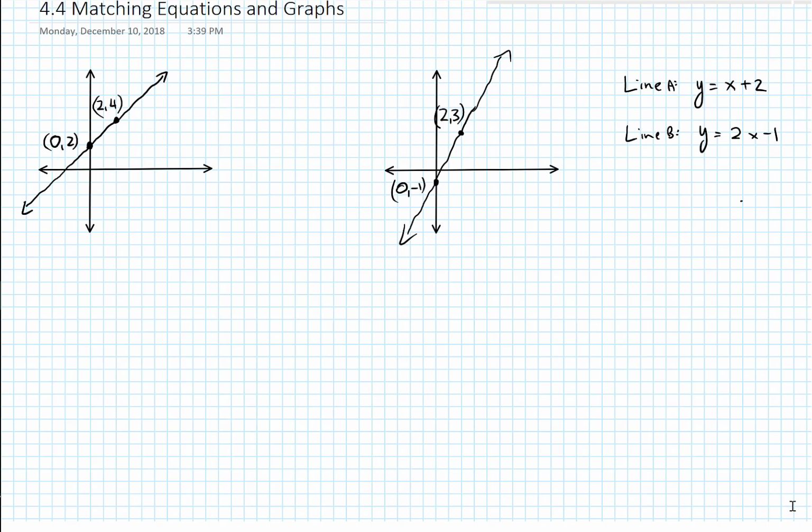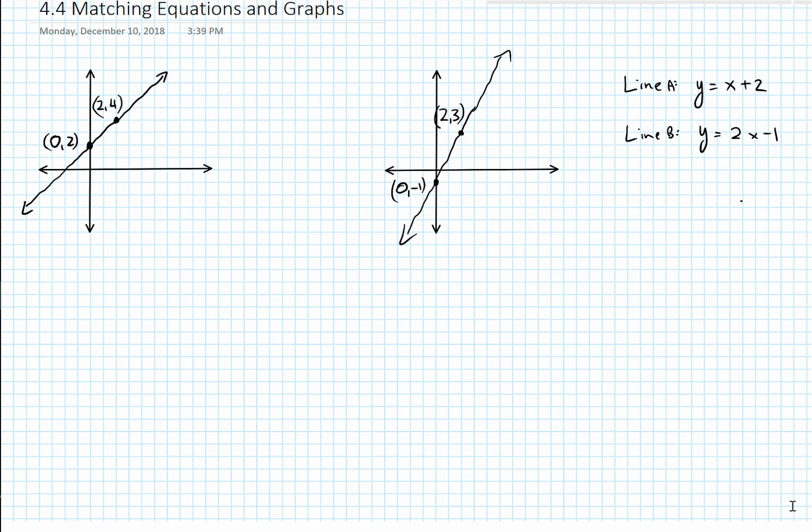Now there's lots of ways you can start this, but I think probably one of the best ways is to start by identifying the y-intercept, where the line crosses the y-axis. In both cases, I've already got that labeled. The graph on the left, the y-intercept is 2. So in other words, it passes through the point (0, 2). The graph on the right, the y-intercept is -1, so it passes through the point (0, -1).